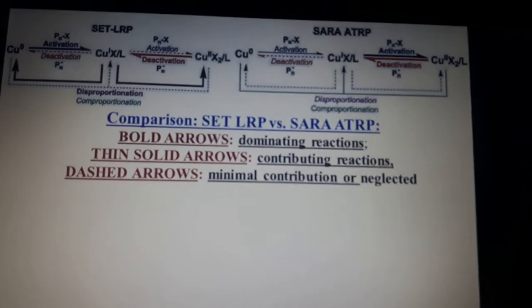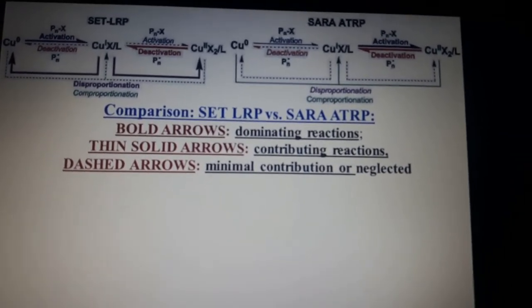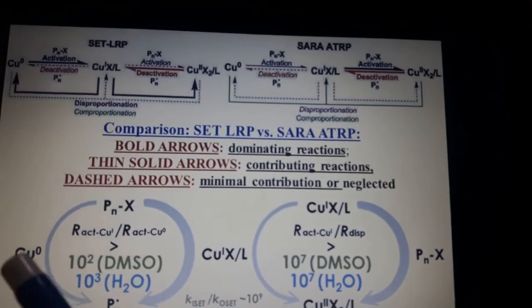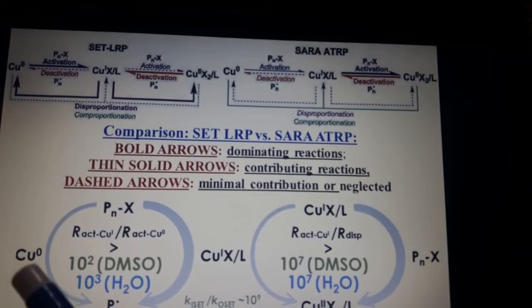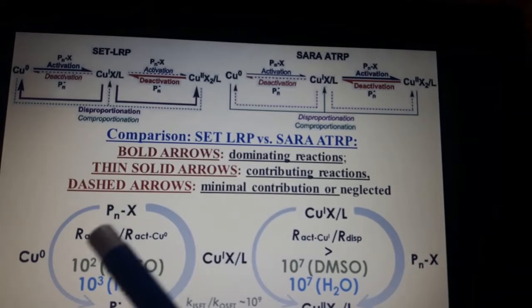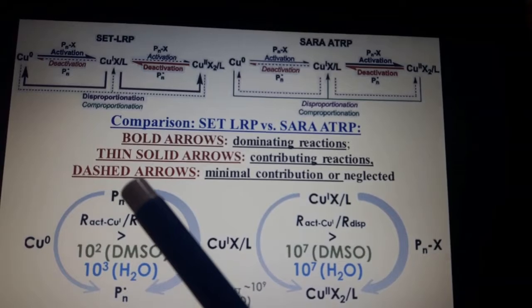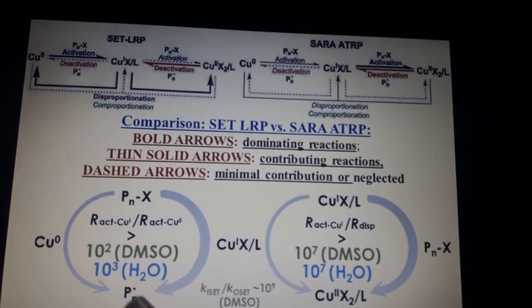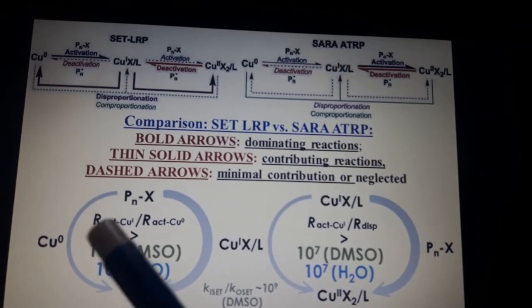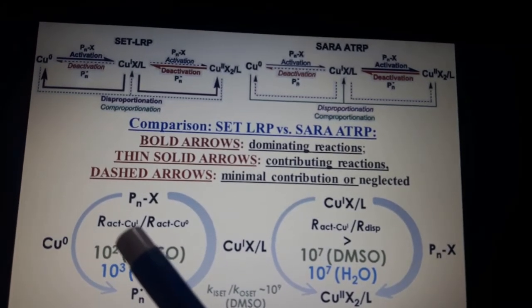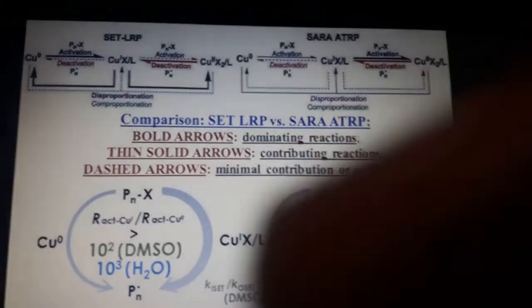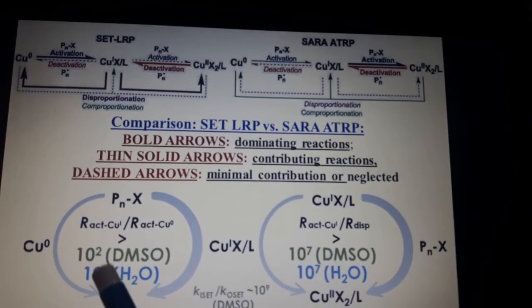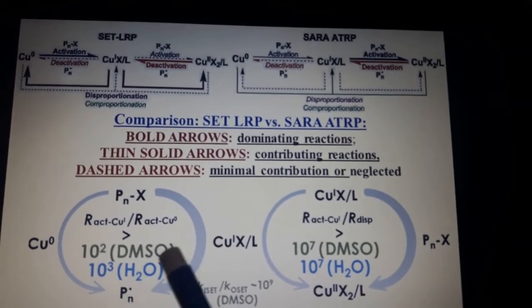This is the explanation; you can see by yourself, I already explained this. This is just the comparison: the copper in the zero oxidation state is active, carries out this, and is converted, and a free radical is generated. So this is the comparison of the activation rate constant of copper in the 1 oxidation state to the 0 oxidation state. This rate constant is given here, and this reaction is carried out in DMSO and water for comparison.